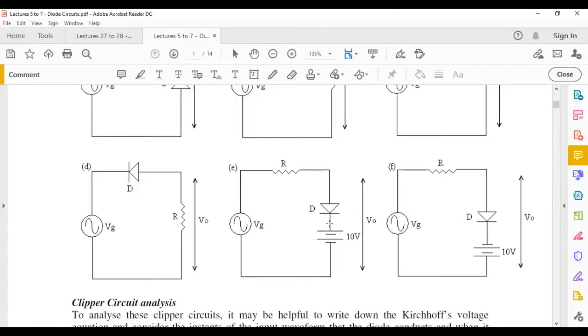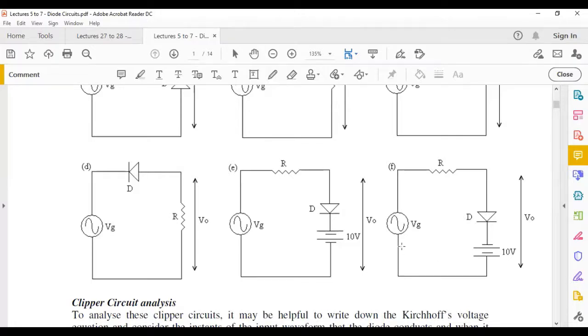On the other hand, if this is 10 volts and the voltage on this side is below 10 volts, then your diode will be reverse biased. So this is going to be open, and in this case your V naught will be simply your supply. If you follow a similar approach here, let's consider this one. I'm just giving you directions so you can try to work it out on your own.